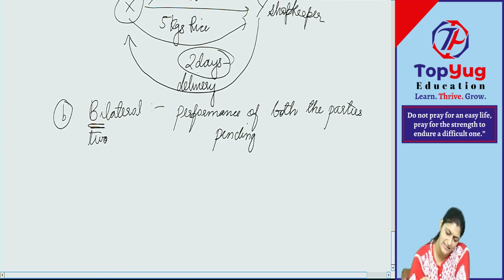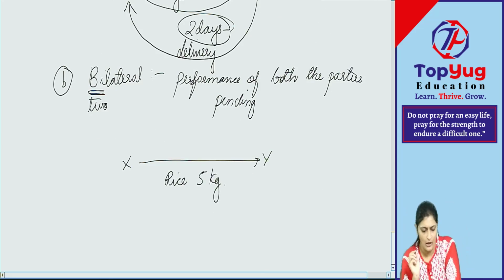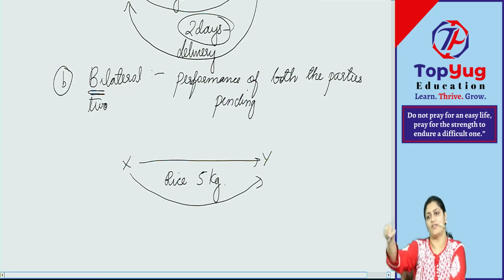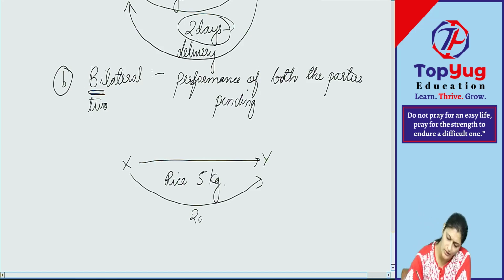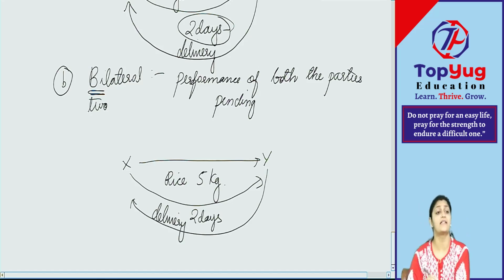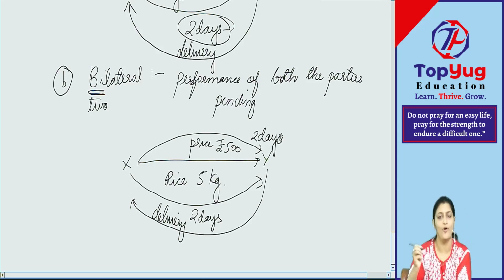Bilateral contracts. Now if we take the same example where X wanted 5 kg rice from Y. Now X went to Y and ordered, I want 5 kg rice. What did Y say? I don't have it, I will order it, I will get the rice, I will deliver it to you in 2 days. So in 2 days, what will happen? Y is going to deliver the rice. X is saying, after 2 days when you come to deliver, at that time I will pay you the price. So the price of rupees 500 is also paid in 2 days, at the time of delivery.